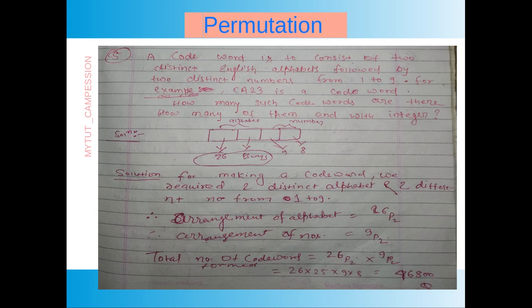Next question is a code word consists of 2 distinct English alphabets followed by 2 distinct numbers from 1 to 9. Means first 2 distinct alphabets form a code word and then 2 distinct numbers from 1 to 9. For example, CA23 is a code word.